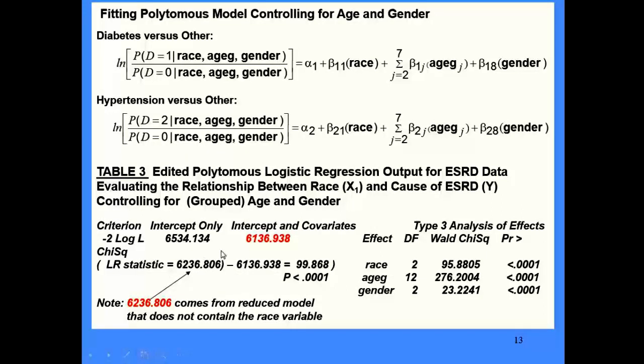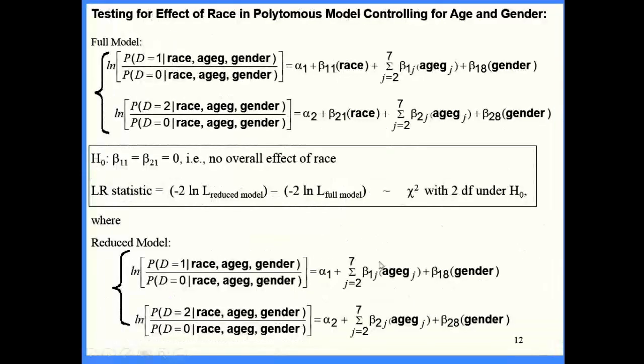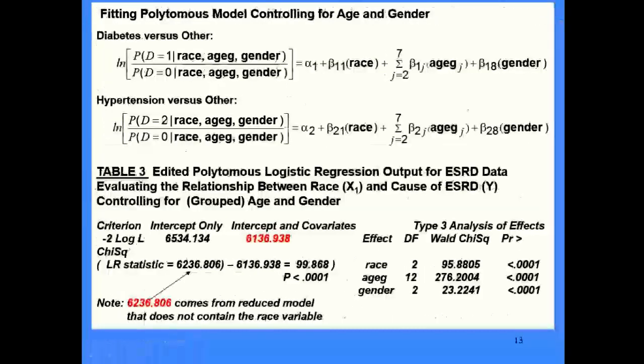Now, you notice in the output, you see 6534.134. Is that the minus 2 log L for the reduced model? The reason why it's not is because it says intercept only. That's not the reduced model. The reduced model, in addition to the intercept, has these other variables in there. So you're going to have to run a second model, which doesn't have race, but has the other variables you want to control for. And it turns out when you run that, I'm just giving you the answer, instead of 6534, the reduced model gives you 6236.806. And so that's what you're comparing the 6136 to. So you subtract one from the other, and you get 99.868, which is also highly significant.